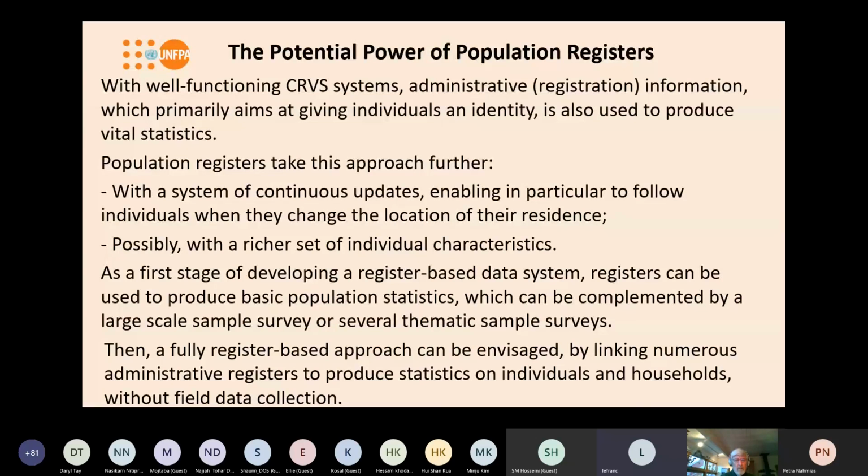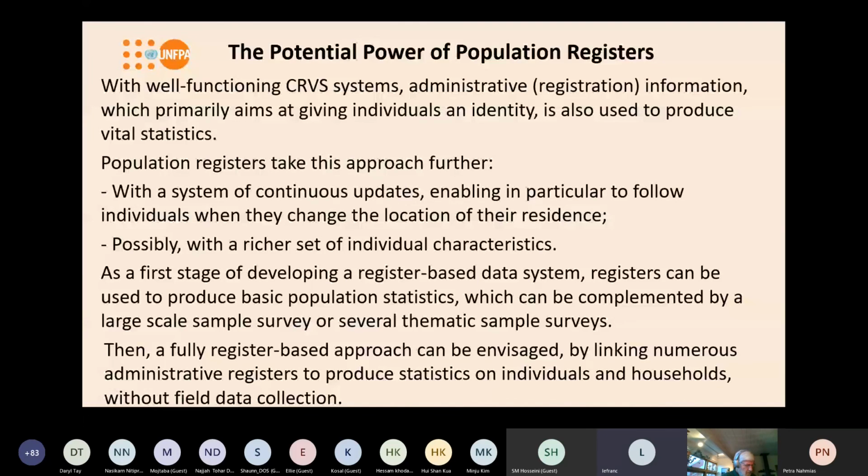The other thing is that registers can also potentially include a much richer set of individual characteristics. So as a first stage of developing a register-based system, usually registers can be used to produce rather basic population statistics, and then they can be complemented by a large-scale sample survey or several thematic sample surveys. And then at a later stage, when the system has been maturing enough, a fully register-based approach can be envisaged, and that would link different administrative registers to produce statistics on individuals, on households, and without the need for data collection. So that's a kind of aspiration that can be derived from these systems.